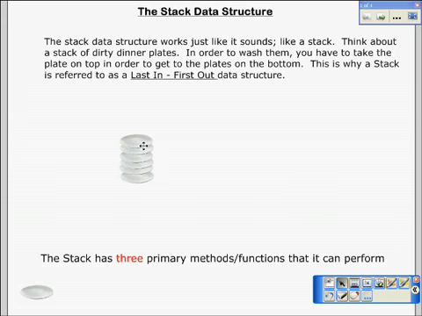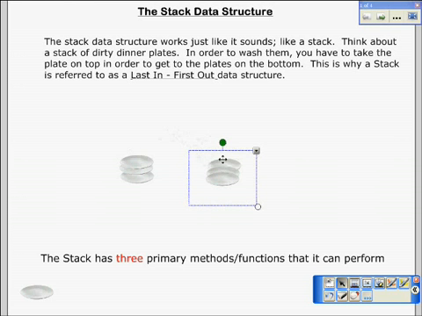Okay, so for example, I may want to get to one of these plates down here, but in the stack data structure, I'd have to move one plate at a time in order to get to the plates I wanted to. So I'd take them and set them aside to get to the plates that I wanted. Now, this is why stack is referred to as a last in, first out data structure. The last object into the stack, or at the top of the stack, is always the object that we need to take first out, or remove first.